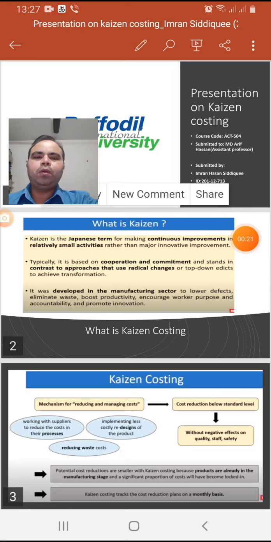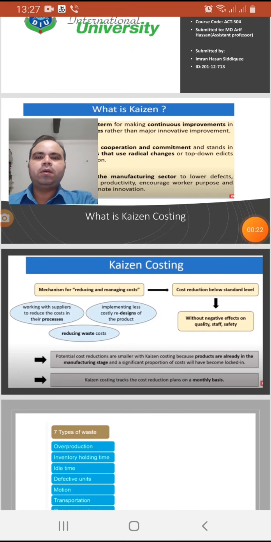Today, my presentation topic is Kaizen costing. So, we all know about Kaizen costing. Basically, the word Kaizen is a Japanese word, and the meaning of the word is continuous improvement. Basically, the meaning is continuous improvement in relatively small activities rather than major innovation.